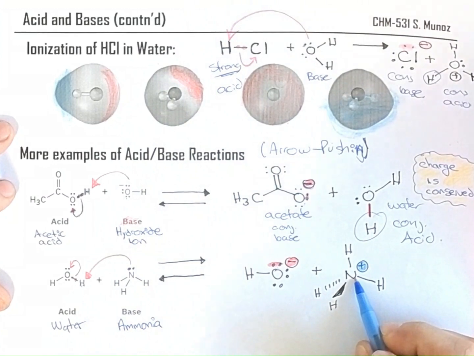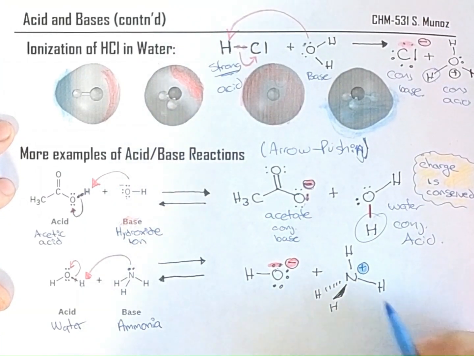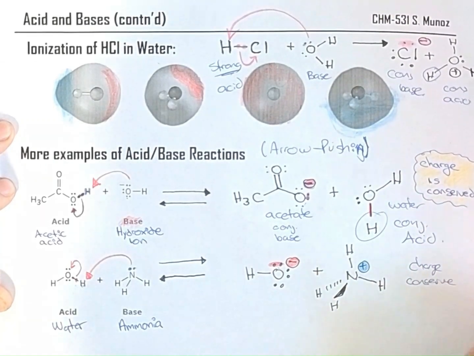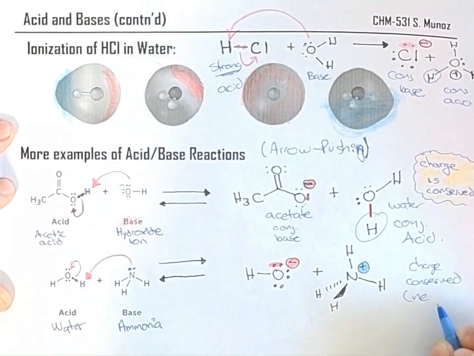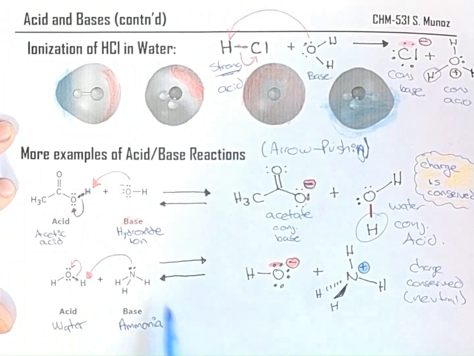Nitrogen, on the other hand, now has a positive charge. It has 4 bonds. The charge was conserved as well. Charge was conserved, so overall is neutral. And in the left side, we have 2 neutral species. So the charge is conserved.